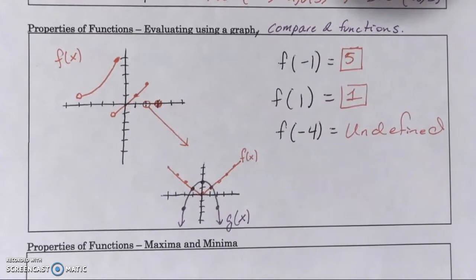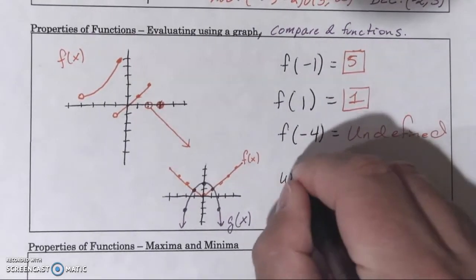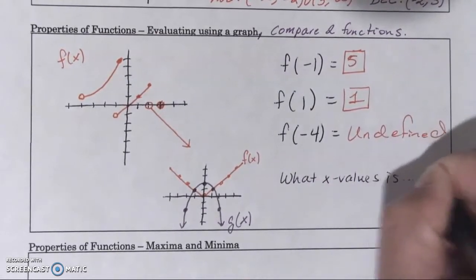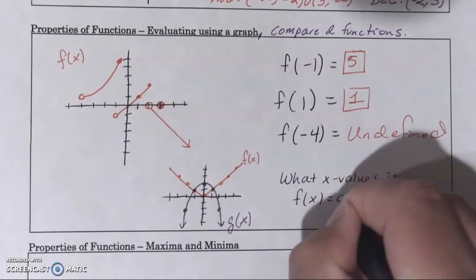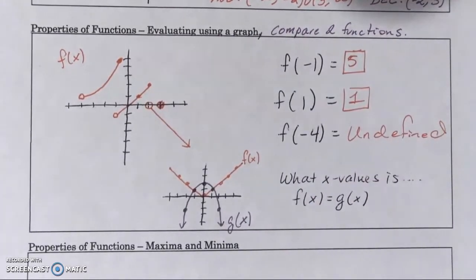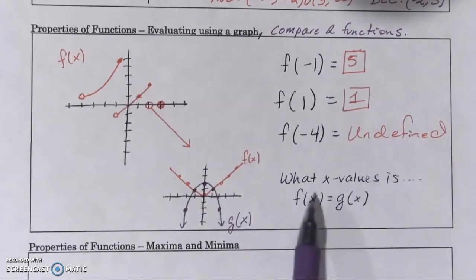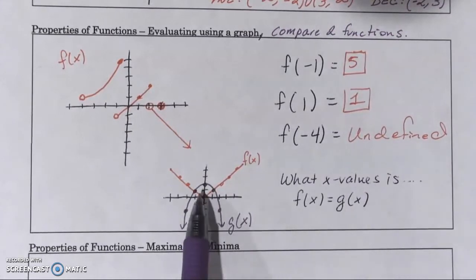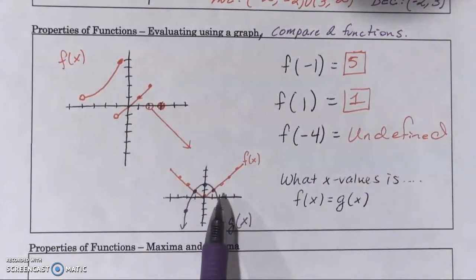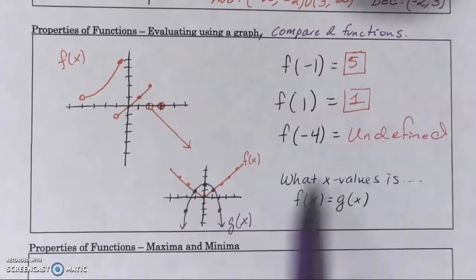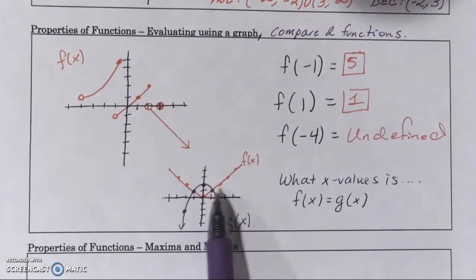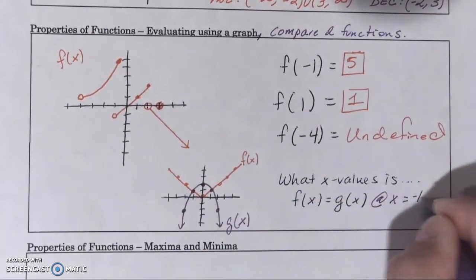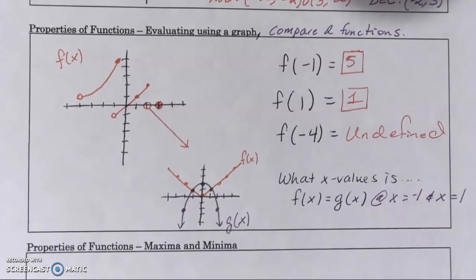Okay. So we might ask you a question like, for what x values is f of x equal to g of x? If we think about this, for two functions to be equal, their y values would be equal, or it's just very simply where the graphs intersect. If we're asking you when the functions are equal, it would be when their points are the same, or where they intersect. In this case, at x equals negative 1, and at x equals 1.